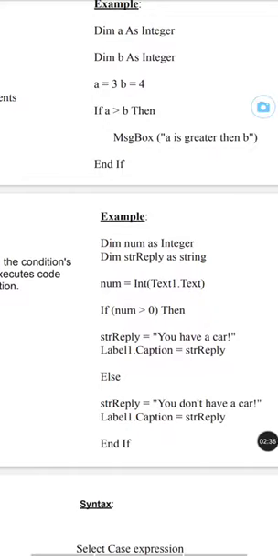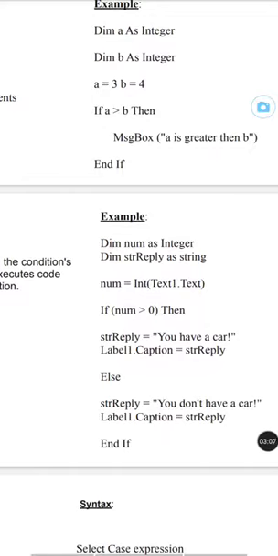For example, if you have entered the number 10 inside the text box, the num variable will be holding the value 10. If 10 is greater than 0, the condition is true, then str reply, which is a string variable, holds "you have a car". It's a statement; whatever you want, you can define according to your requirement. Here I just implemented a statement to be printed when the condition is true.